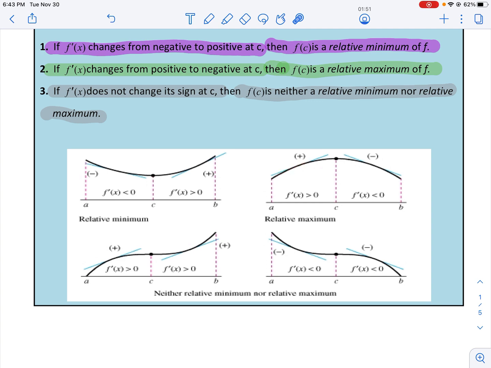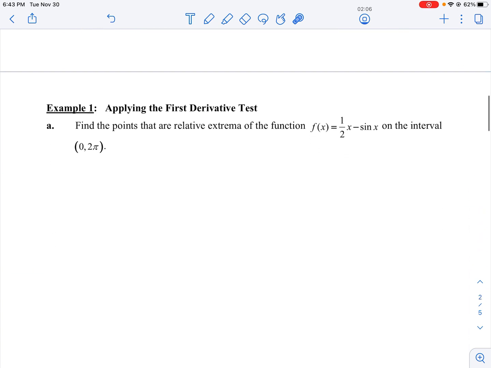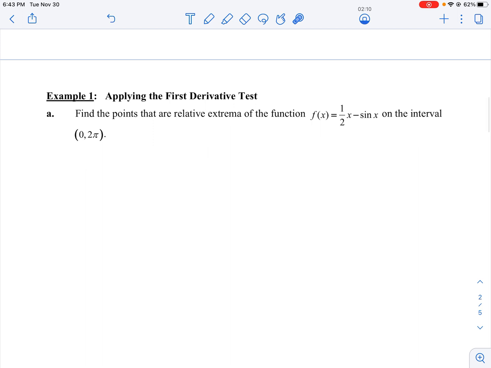Here my slopes are positive, then the slopes are negative, so there's a relative maximum. Then do you see this is positive and this is positive, so this is not a relative minimum or a relative maximum. Similarly here, that did not change. So let's get into it.